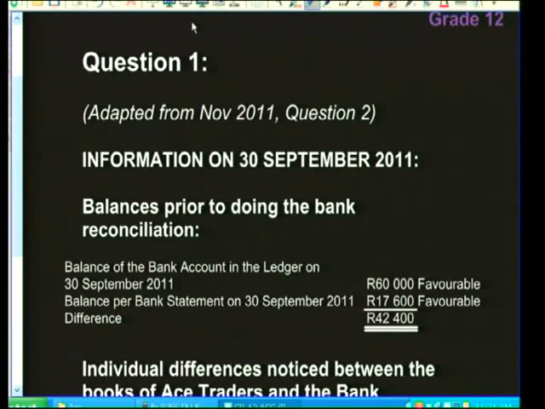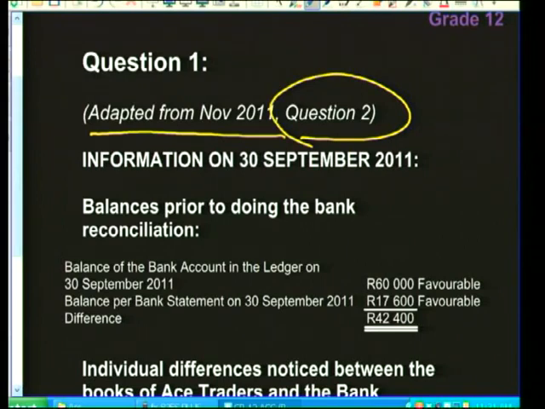Now, here's my question. My question is on bank reconciliation and the creditor's reconciliation. Okay, guys, so now we're looking at a particular question. What is the question? It is adapted from your November 2011, and it is question 2. So you can see specifically which question we are dealing with. What are we provided with? What's the information? Because remember, what does Ashraf always say? I'm sure you remember this.